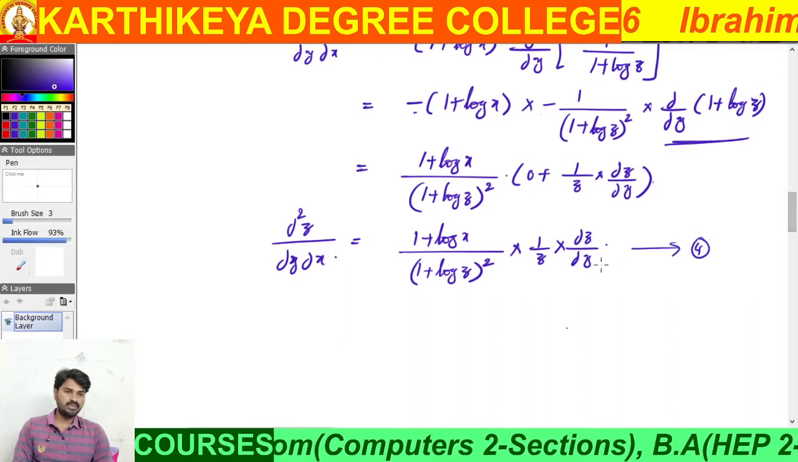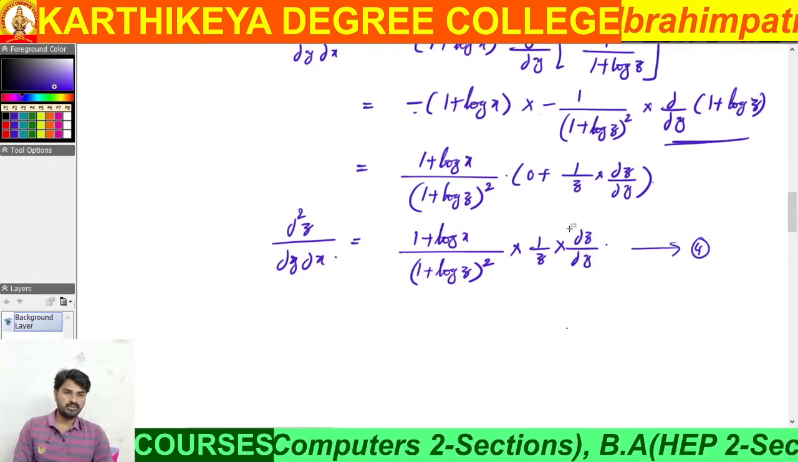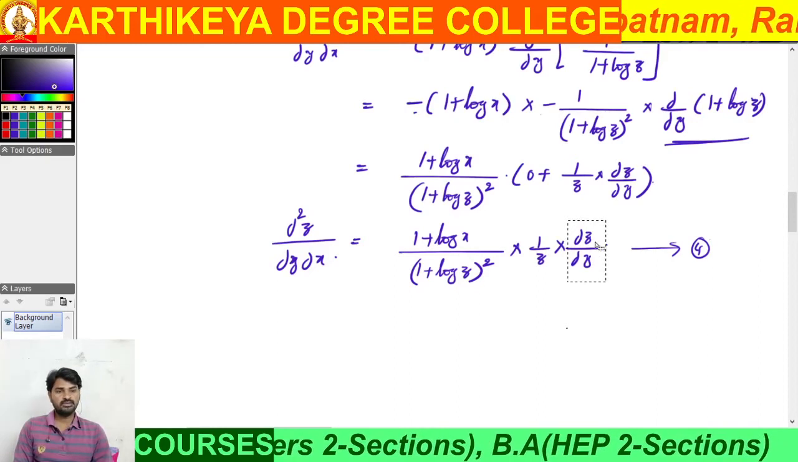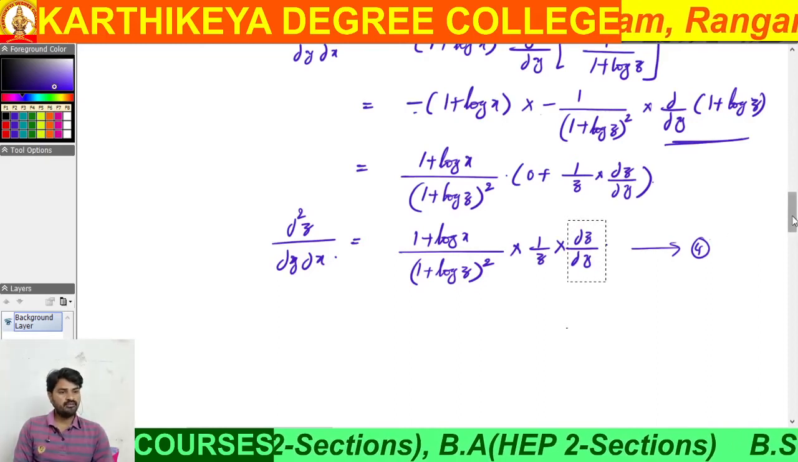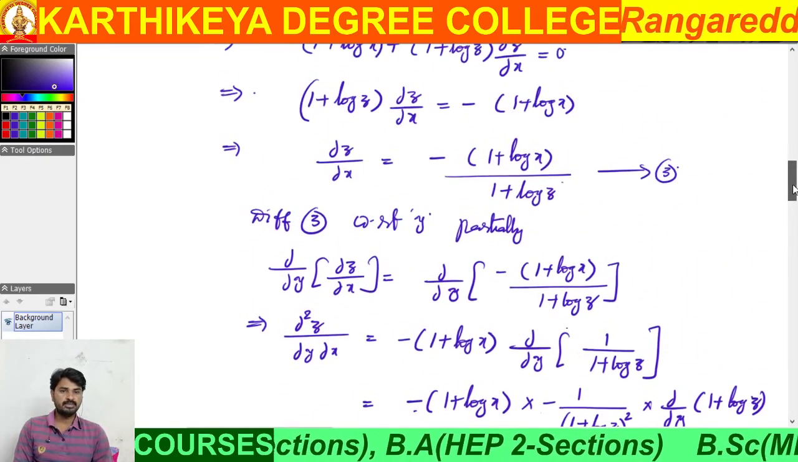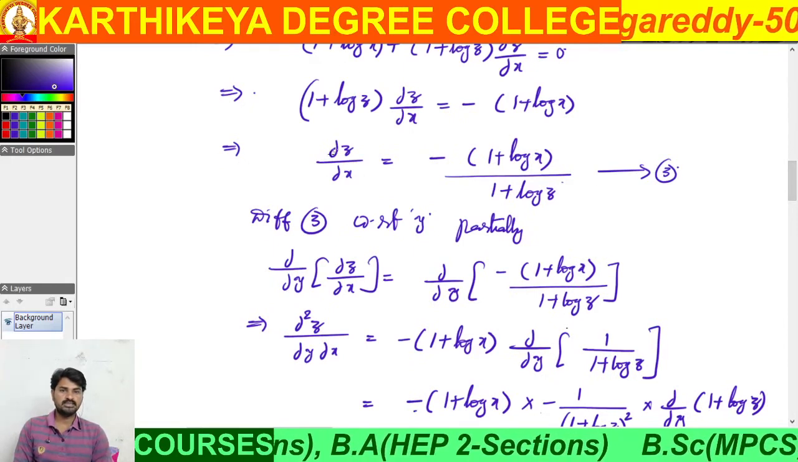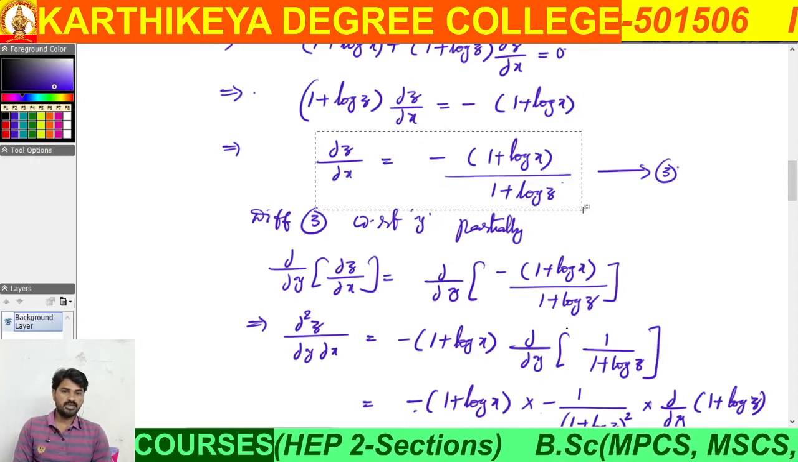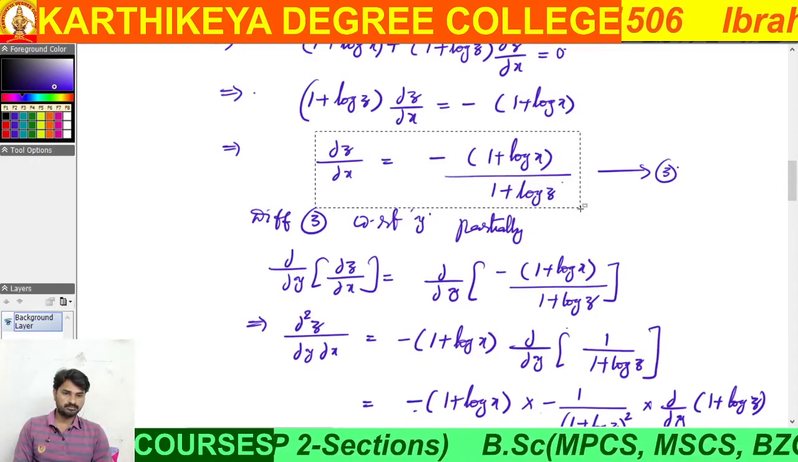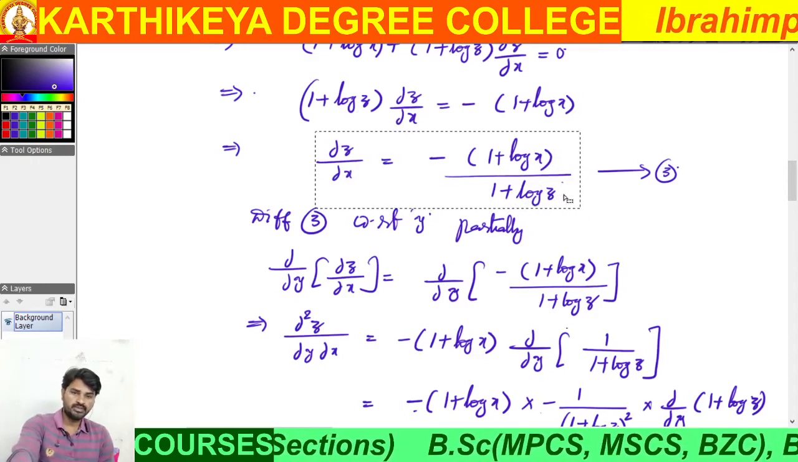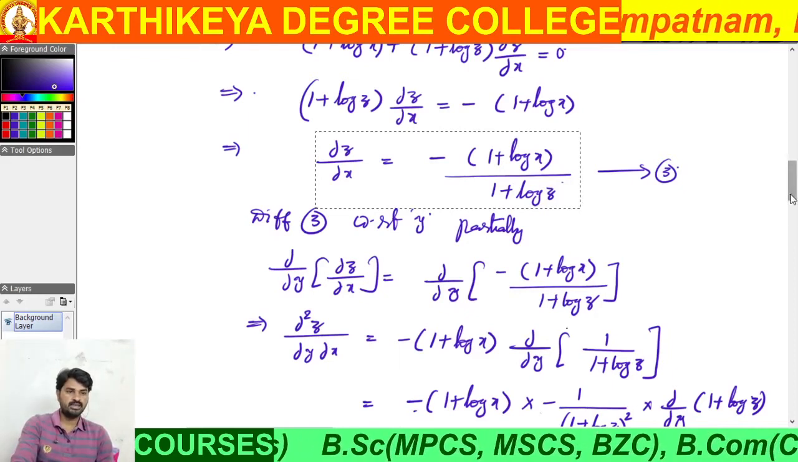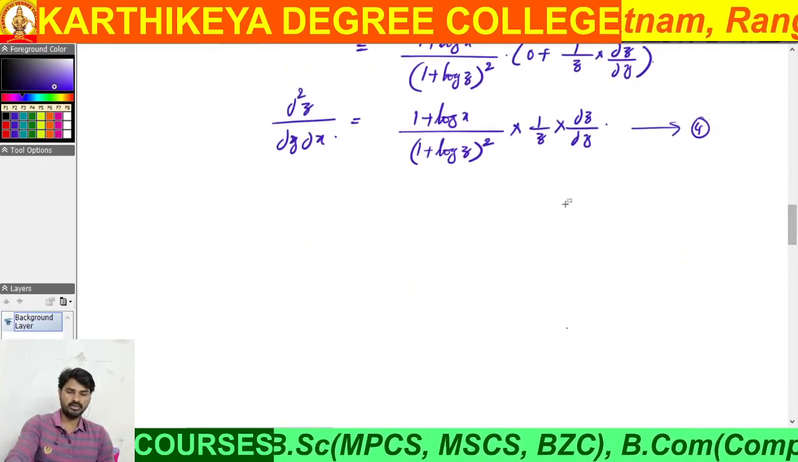So observe that here we have ∂z/∂y. Okay, now we are going to find ∂z/∂y. Already we found ∂z/∂x, this is the ∂z/∂x. By using this one we can find ∂z/∂y. How to write here? Similarly, I am going to explain.